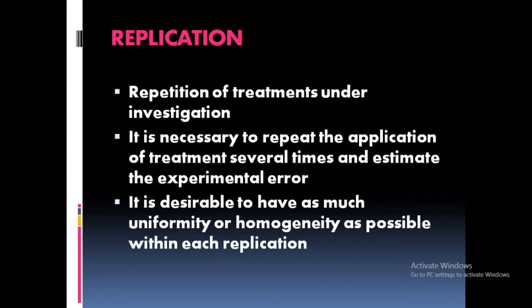Clear? So, for example, in corona vaccination, if you practice the vaccine only in a particular group of patients, the result will not be 100% positive. So you have to test it in many groups, many times. If all of these are positive, then you can publish your final result. That is repetition of treatments under investigation. That is known as replication. Very important. It is desirable to have as much uniformity or homogeneity as possible within each replication. Understood? That is an important point.